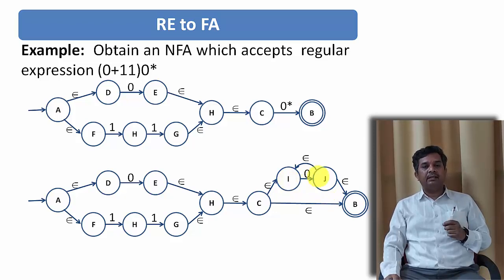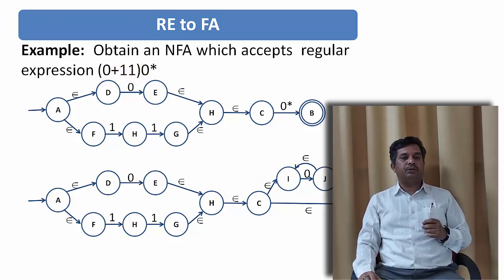I to J there is a transition, from J to I epsilon, and from C to B there will be epsilon. So this is the required NFA for this particular regular expression.